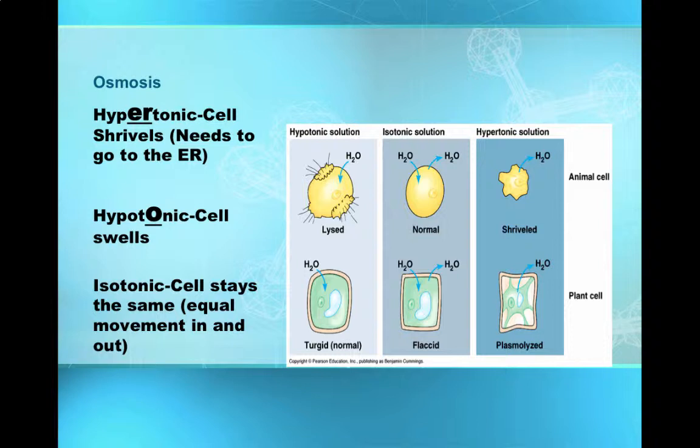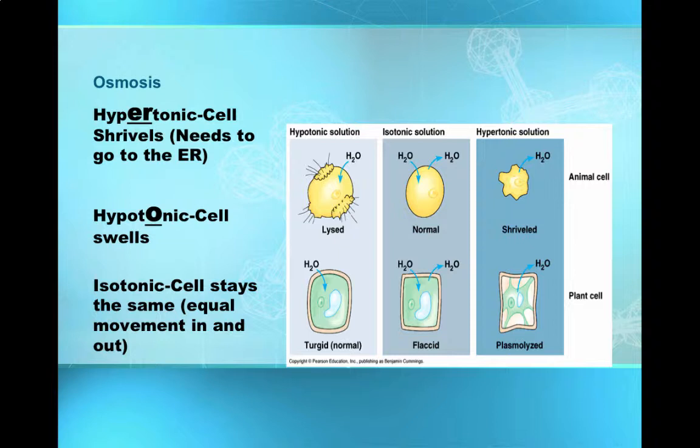Hypertonic means that the cell will shrivel. This means that there is more water inside the cell than outside the cell, so the water is going to move out, go to where there is less water. You can also think of it as the cell's going to shrivel up and die and needs to go to the ER to get help. Hypotonic is where there's more water outside the cell than in. The water will move in, and this is where the cell will swell.